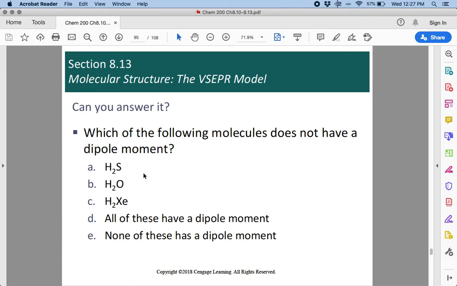Which of the following molecules does not have a dipole moment? So again, I would encourage you to pause here, go through and try drawing the Lewis structures out, identifying the molecular geometries and the electronic geometries for each of these, and then looking at the bonds, seeing which ones are polar, which ones are nonpolar, and determining which ones of these have a dipole moment.